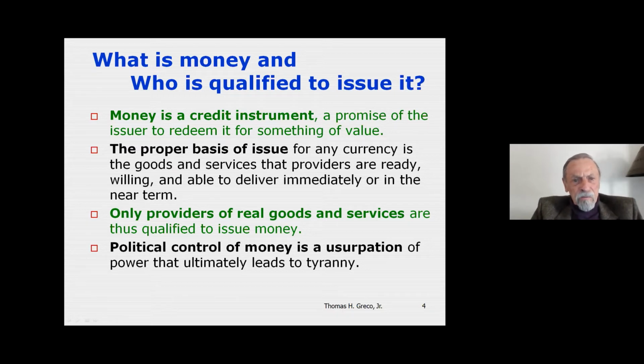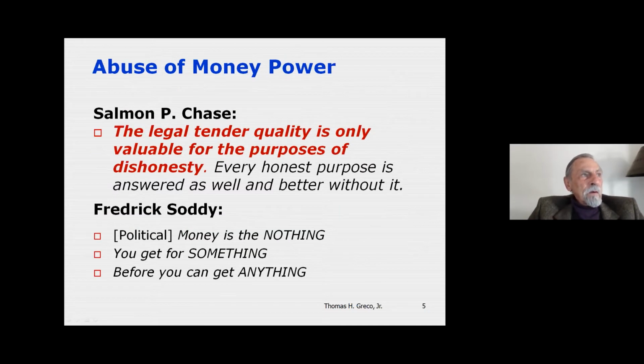So only providers of real goods and services are really qualified to issue money. Political control of money is a usurpation of that power, and it ultimately leads to tyranny. Now, Frederick Soddy, he was a Nobel Prize winning chemist who later in life got interested in the money problem. He said that political money is the nothing you get for something before you can get anything. In other words, you sell something that's really worth something, and you get money, political money in return, which you need to get whatever else you might need.